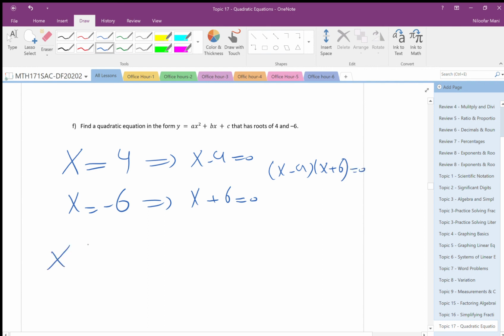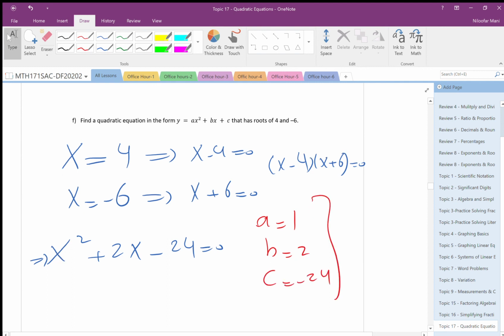Okay, so I have x squared, my handwriting is awful, I know, plus 2x minus 24 equals 0. So A is 1, B is 2, and C is minus 24. Oops, very good.